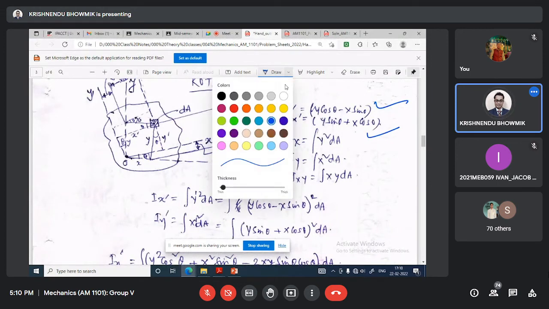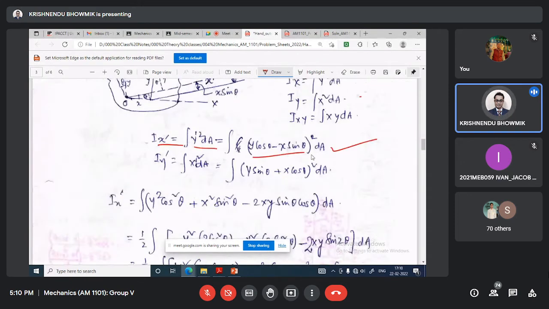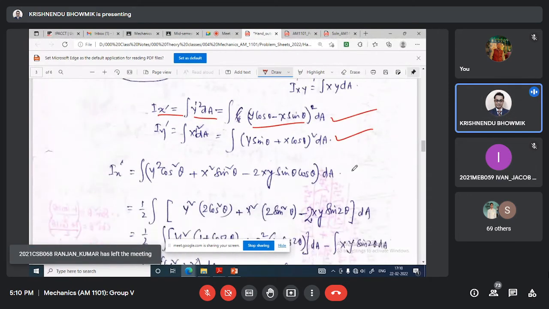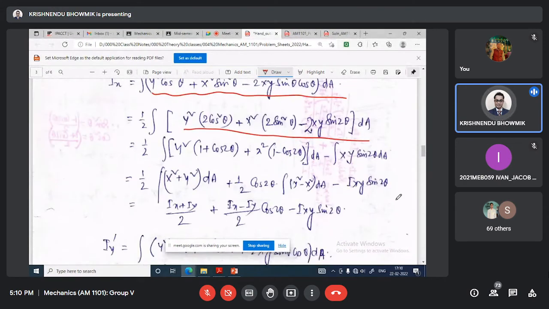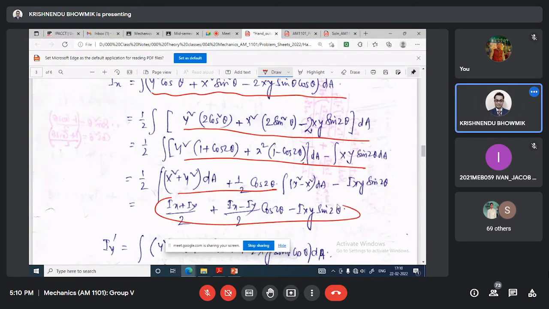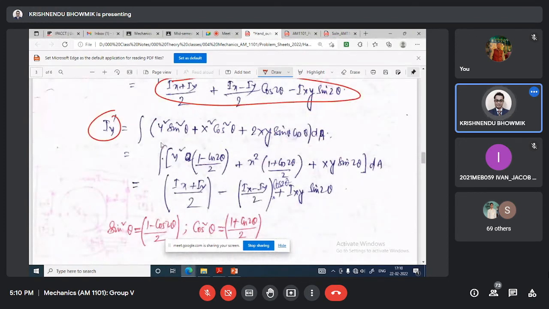Let me take a different color. Then this square Iy, then I want to split it. If I ask you in your exam, don't skip any step. I'm just working on that. Finally, I am getting these expressions for Iy prime and Ix prime. For Iy prime, expand this. Similarly, you will be getting this expression.